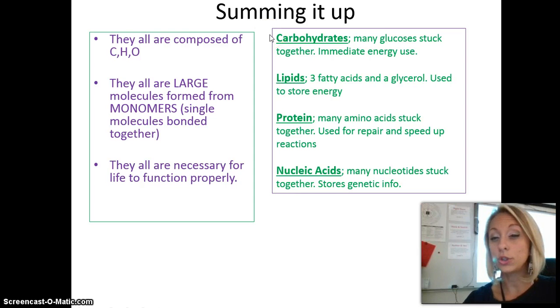Carbohydrates are just many glucoses stuck together, and they're used for immediate energy. Lipids are 3 fatty acids and a glycerol used to store energy. Proteins, many amino acids stuck together, used for repair and to speed up reactions. And nucleic acids are many nucleotides stuck together, and they are used to store genetic information.